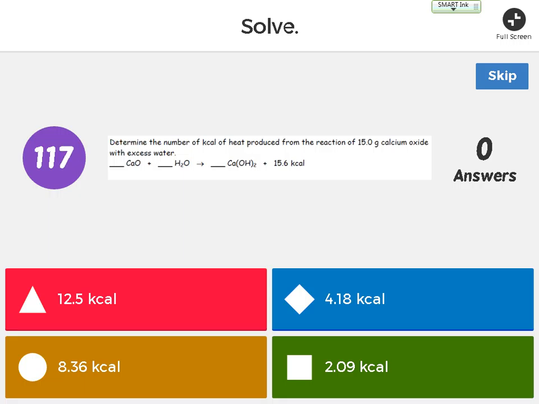Number of kilocalories of heat produced from the reaction of 15 grams of calcium oxide with excess water. Get closer if you can't read it. Scooch up here. It won't get any bigger. So it says 15 grams of calcium oxide with excess water. You've not determined the heat produced from the reaction given. And it says calcium oxide plus water yields calcium hydroxide plus 15.6 kilocalories. And just think of that in terms of energy.